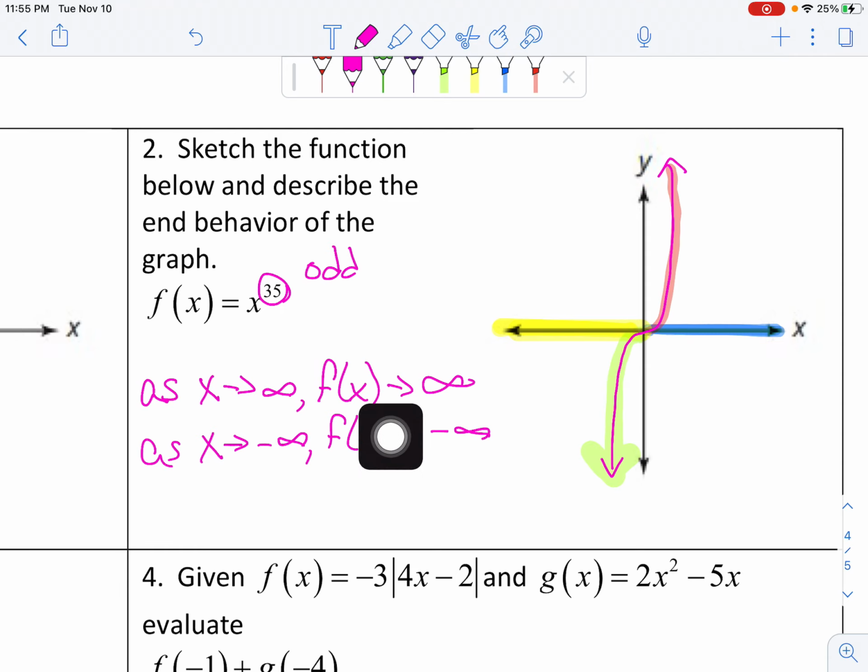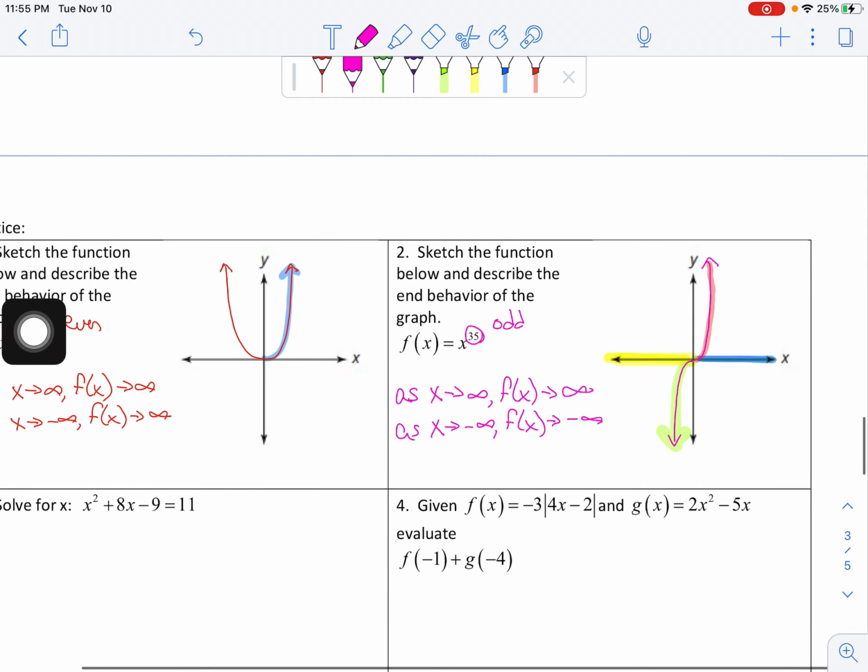Okay. And again, odd degree function, these have to be mismatched. So one's positive, one's negative. Now I can't always say that they're going to match the x, right? Infinity, infinity, negative to negative, but they will always be mismatched to each other.